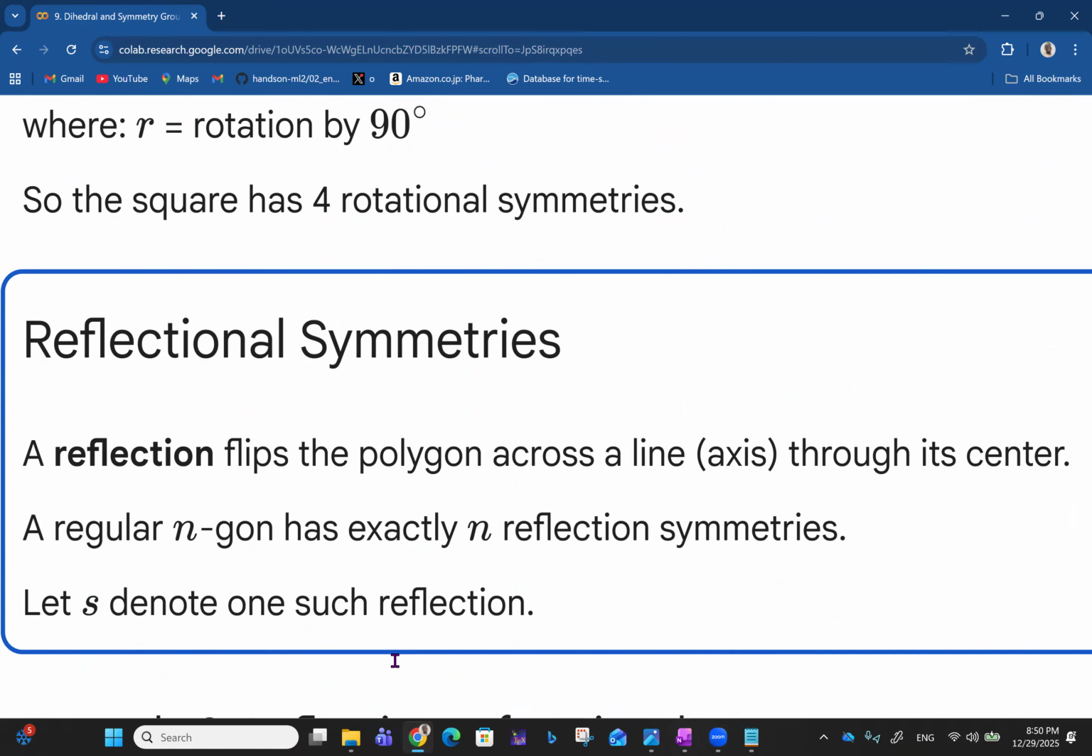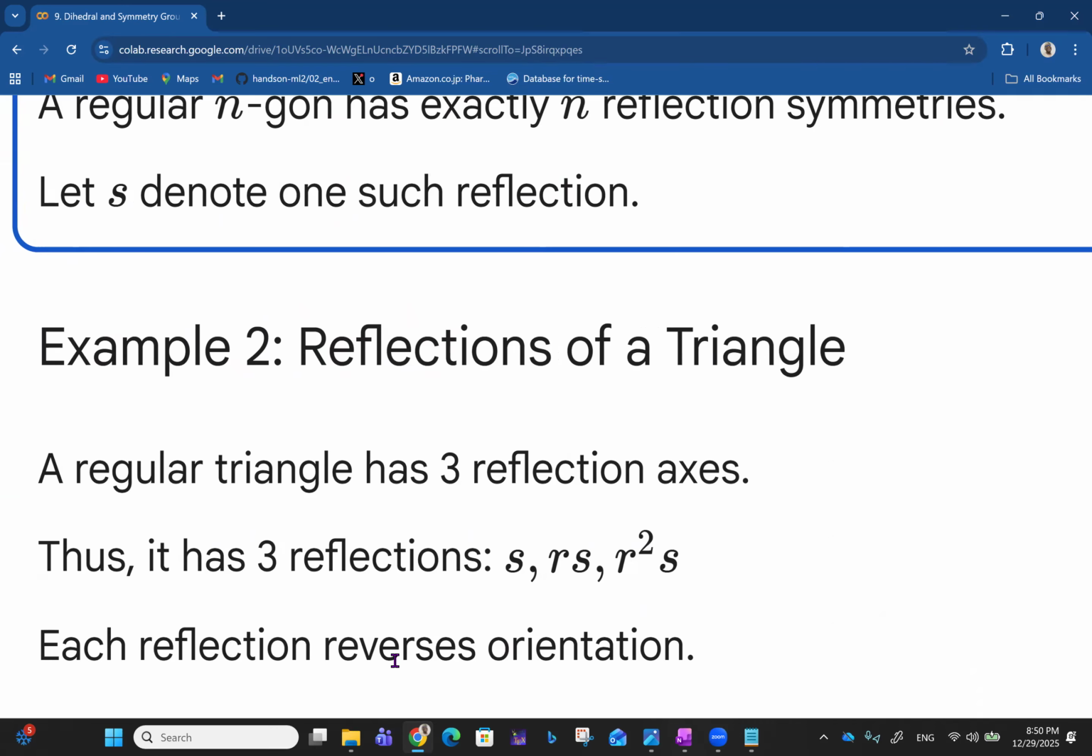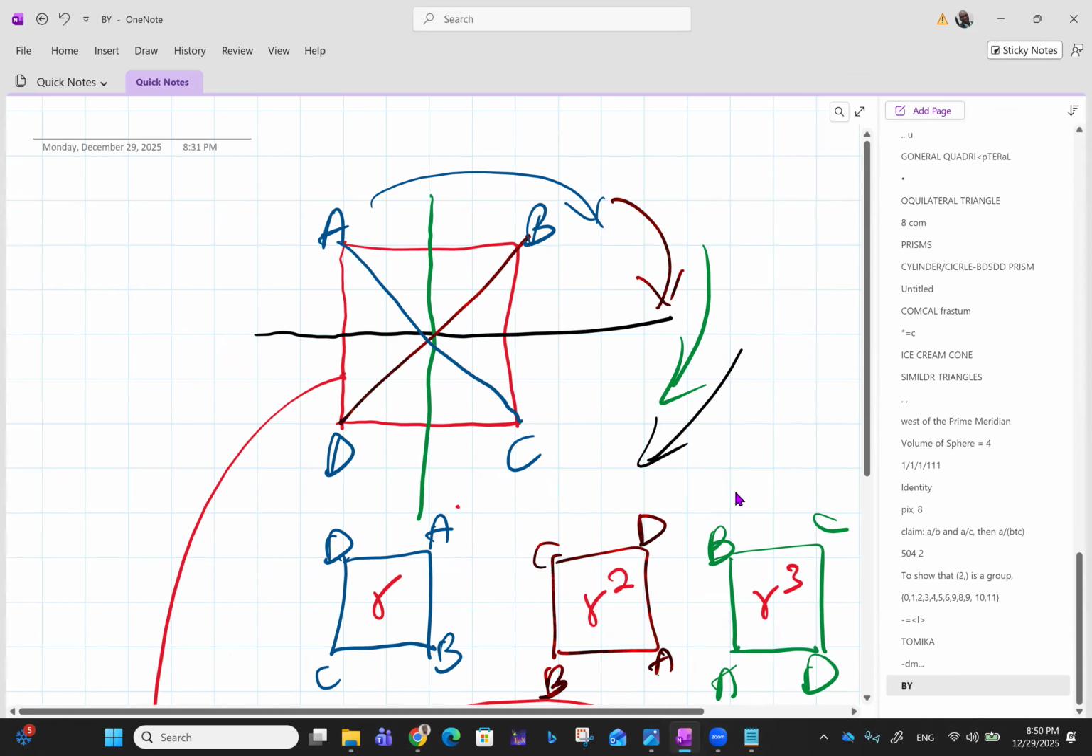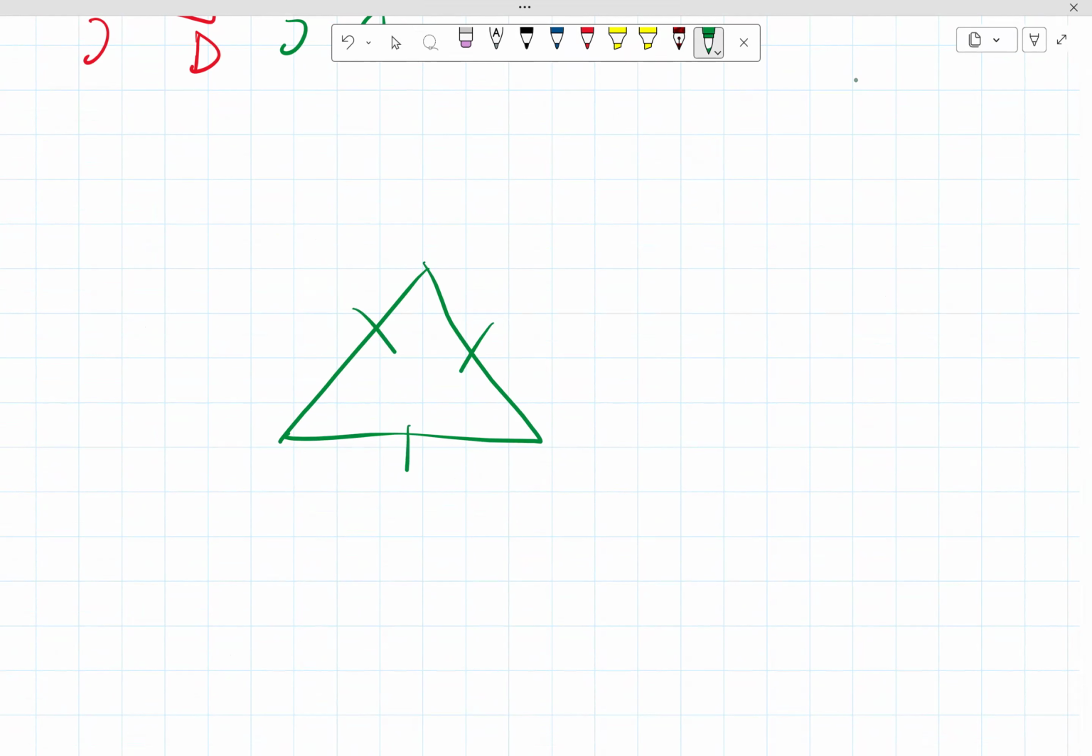So let us denote one such reflection. Imagine reflections of a triangle. A regular triangle has three reflection axes. Thus it has three reflections: S, RS, and R squared S. And each reflection reverses the orientation. Of course, we already know for an equilateral triangle, you have this idea. This may not be perfectly equilateral, but just get the idea. This is ABC.